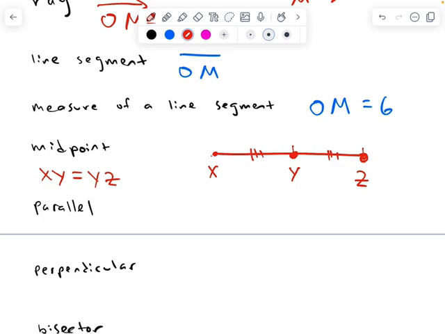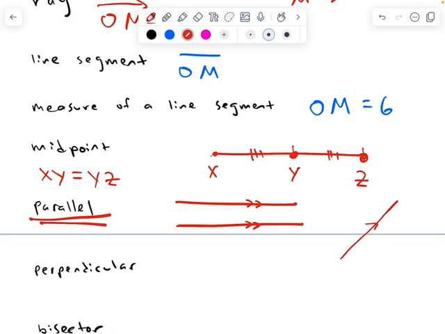Okay, next idea is parallel. Two lines are parallel if they lie along the same plane and they never touch. So these lines are going on forever, and no matter how far they go, they'll never touch. Usually in geometry, we indicate this with a couple of arrows. Those arrows say those lines are parallel. These lines are also parallel. The little arrow says they're parallel.